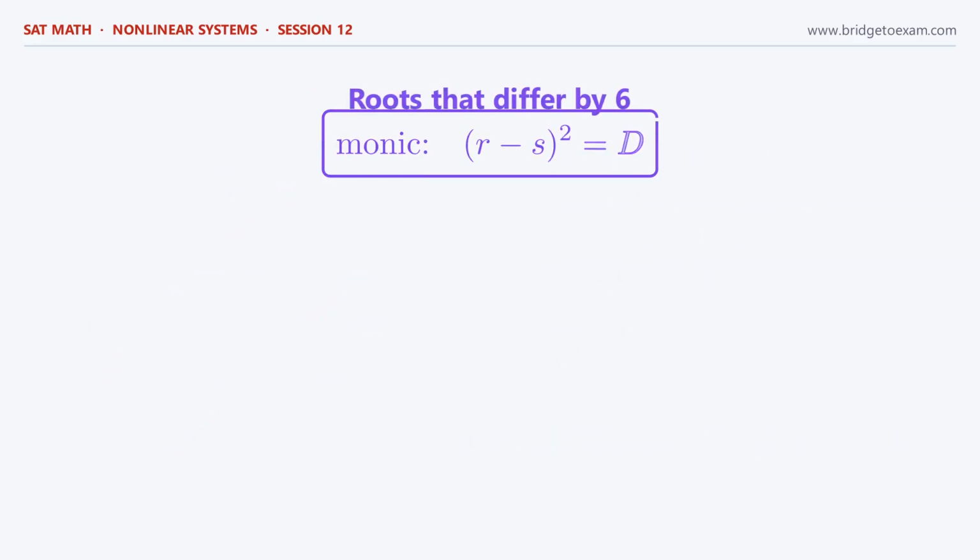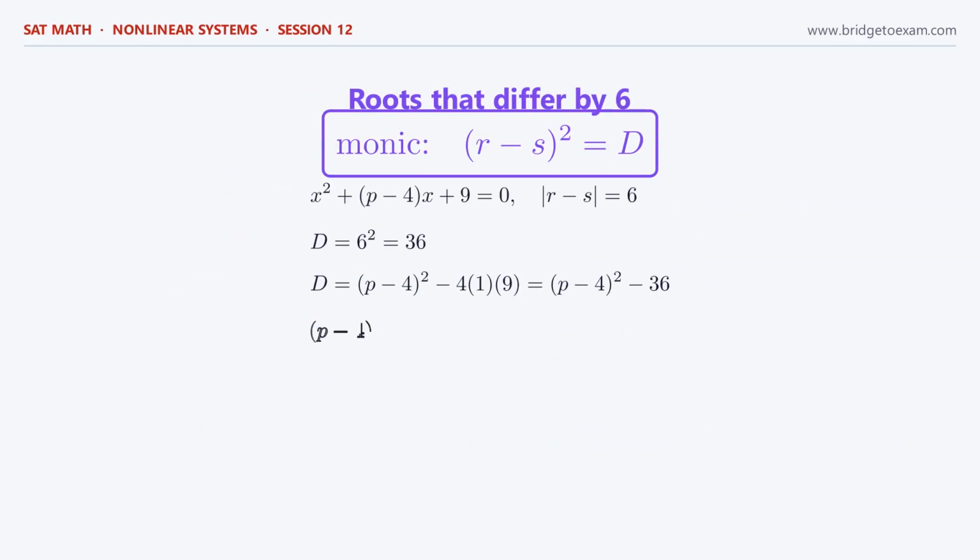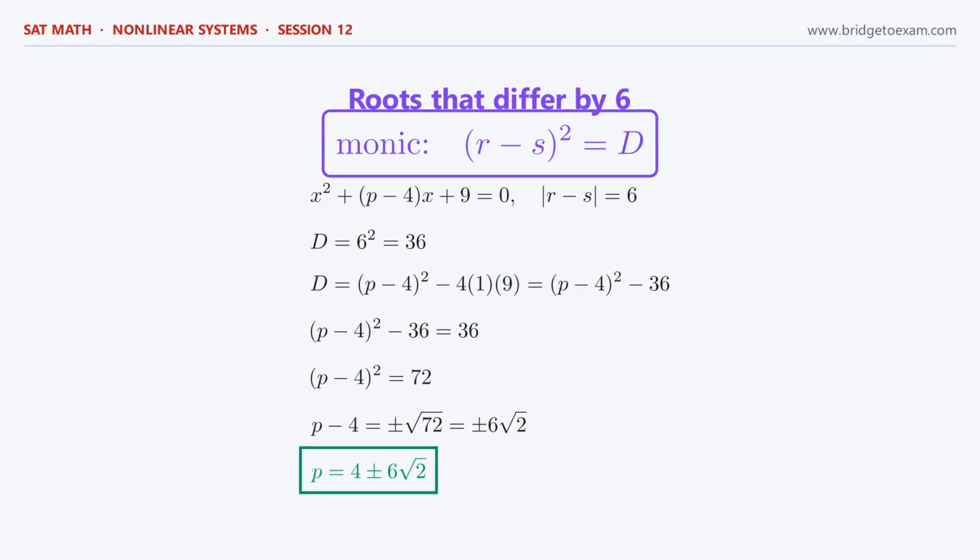Here's another hard shape that shows up in your practice set. The roots of x squared plus p minus 4 times x plus 9 equals 0 differ by 6. Find p. The key fact, and this one is worth memorizing, is that for a monic quadratic, one where the leading coefficient is 1, the square of the difference between the roots equals the discriminant. So if the roots differ by 6, then 6 squared, which is 36, equals d.